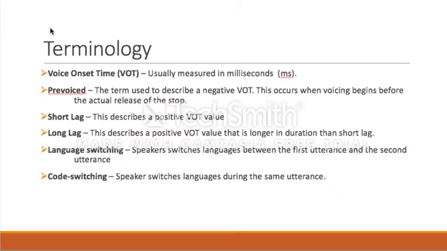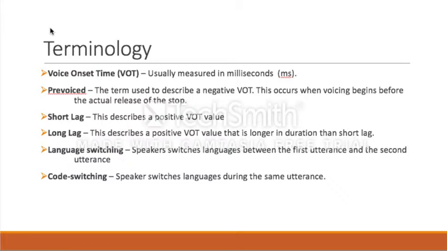Pre-voiced is the term used to describe a negative VOT, and this occurs when the voicing begins before the actual release of a stop, as in a Spanish mba. Short lag describes a positive VOT value, as does long lag. The difference between short lag and long lag is typically realized in the form of aspiration.